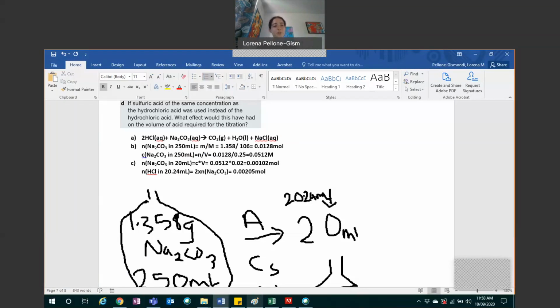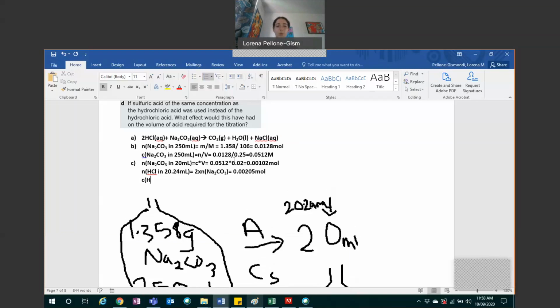Then we've got to get concentration, and the concentration will be equal to n over V, and that equals 0.00205 over the volume of HCl used, which is the average titre, which they've worked out for us, and we can simply calculate that. Excellent. Equals 0.101.